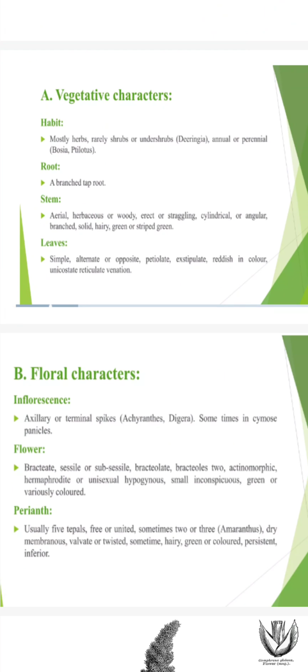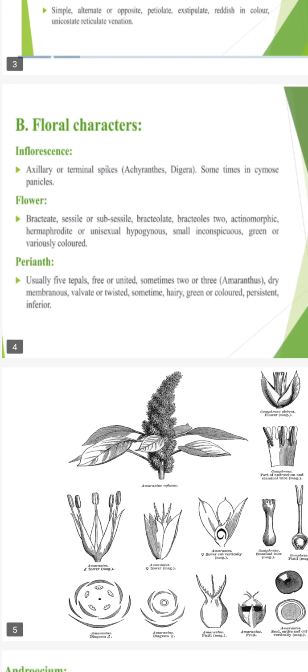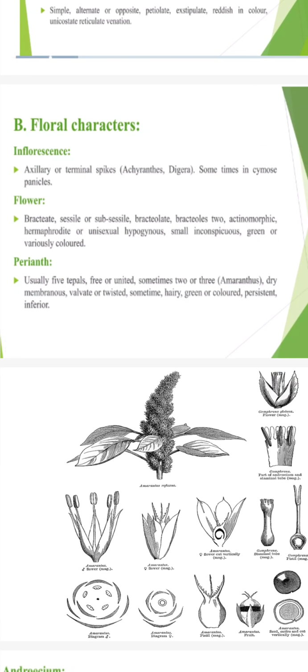Petiolate, that means they have a stalk. Exstipulate, that means leaves are without stipule. Reddish in color, unicostate, reticulate venation. So these are some vegetative characters of the plant. Now floral characters. Inflorescence, what type of inflorescence is there in this family? Axillary or terminal spikes, Achyranthes is the example.